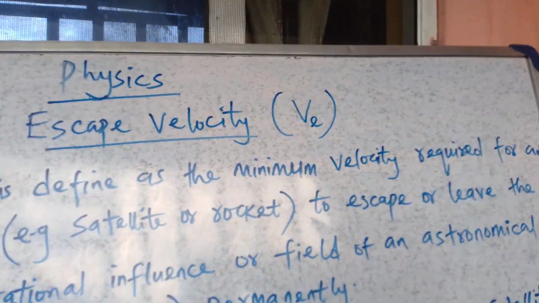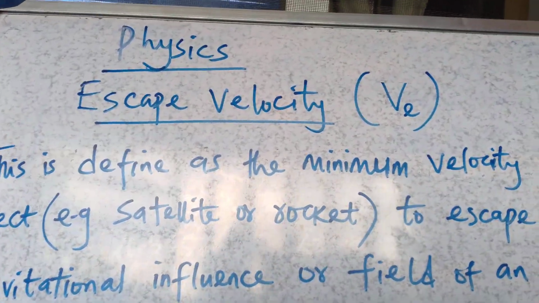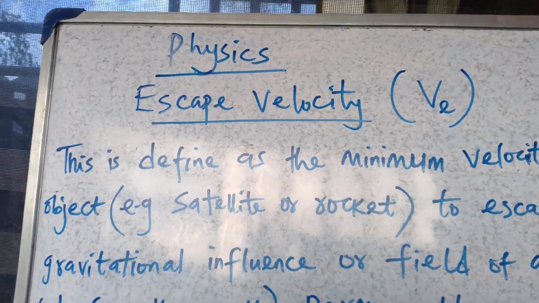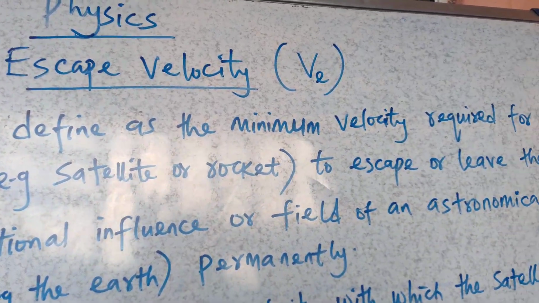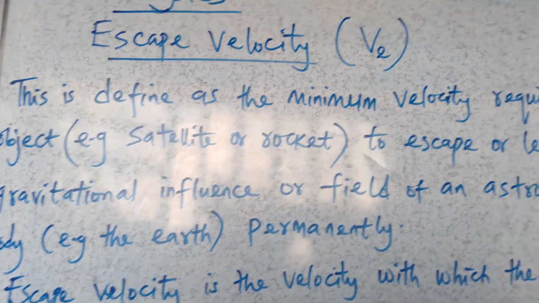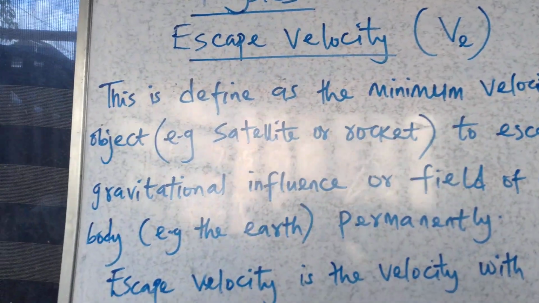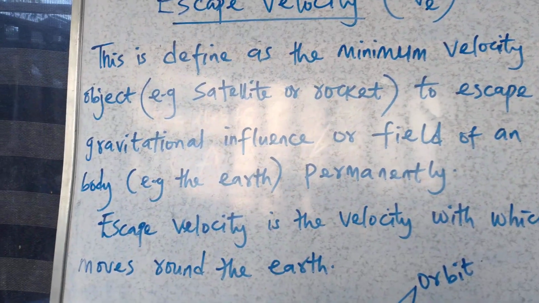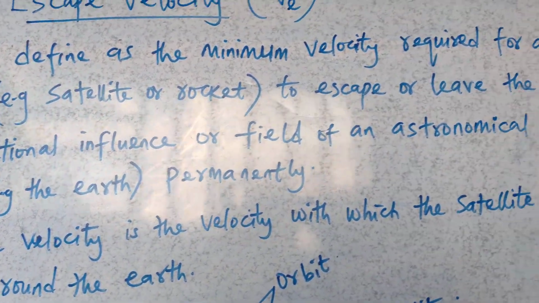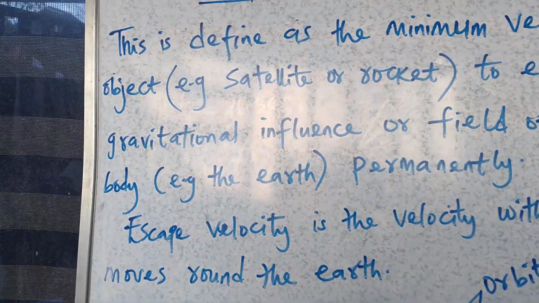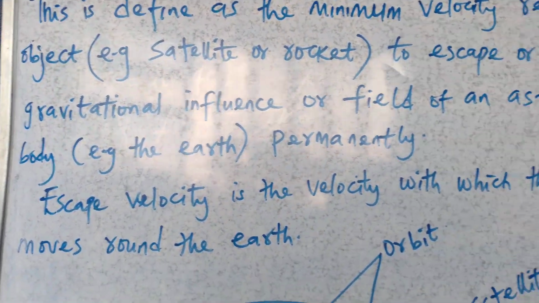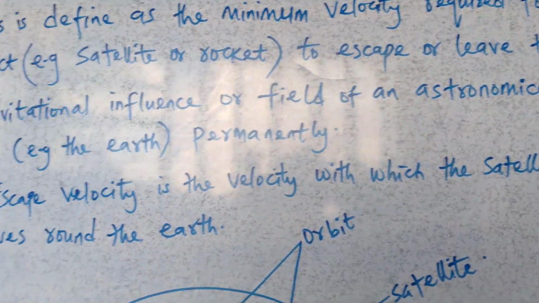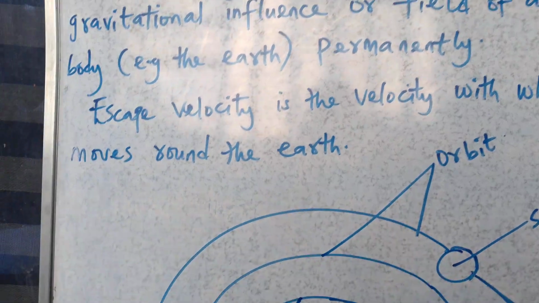Alright, we'll be looking at escape velocity, and this is an aspect of gravitational field in physics. They said escape velocity is defined as the minimum velocity required for an object, for example a satellite or rocket, to escape or leave the gravitational influence or field of an astronomical body, for example the Earth, permanently. So escape velocity is the velocity with which the satellite moves around the Earth.